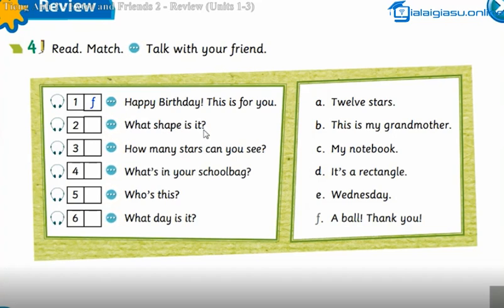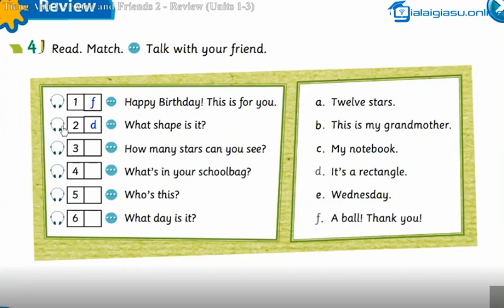12 stars? No. This is my grandmother? No. My notebook? Is a rectangle? Yes. So match with sentence 2 is D.